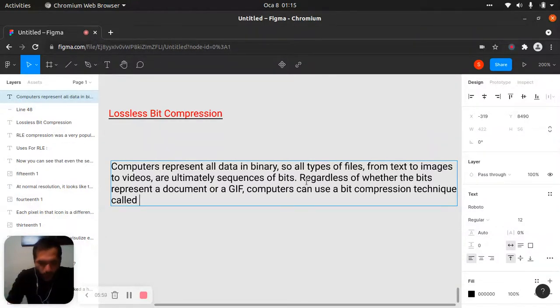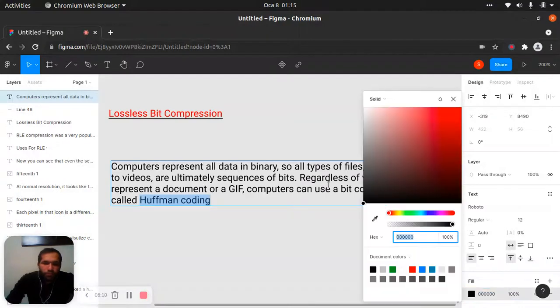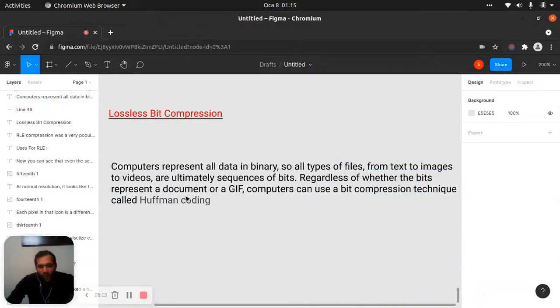Yes, this is an important point. Are you ready? Huffman coding. Let's tag Huffman encoding with this color. Regardless of whether the bits represent a document or a GIF, computers can use a bit compression technique called Huffman coding.